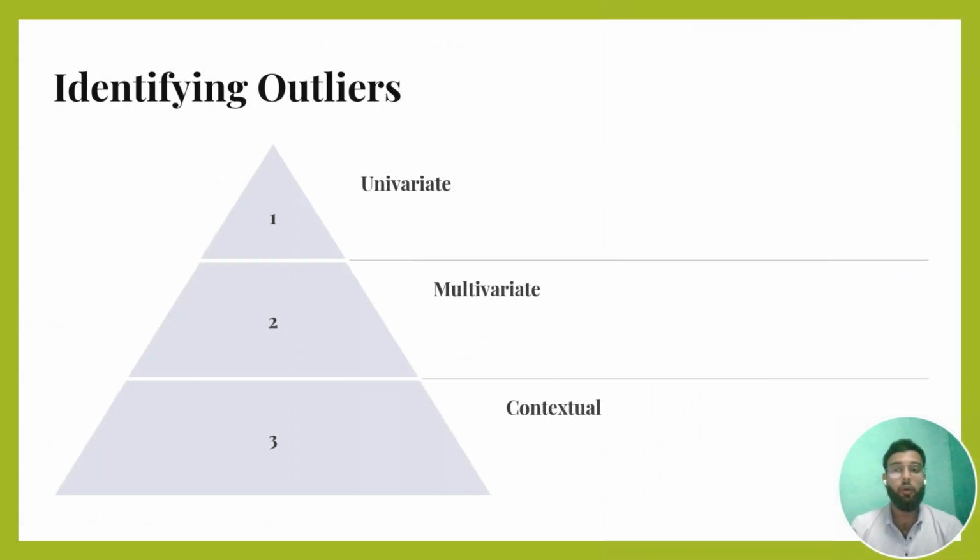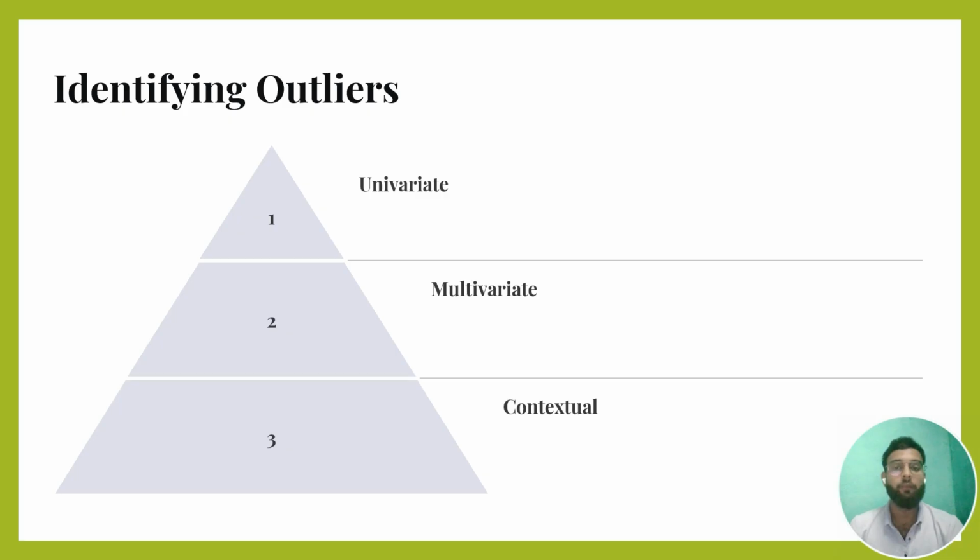Now we'll talk about identifying outliers. So we have a pyramid-like structure. At the top, we have the univariate. Secondly, we have the multivariate, and at the end, we have the contextual.